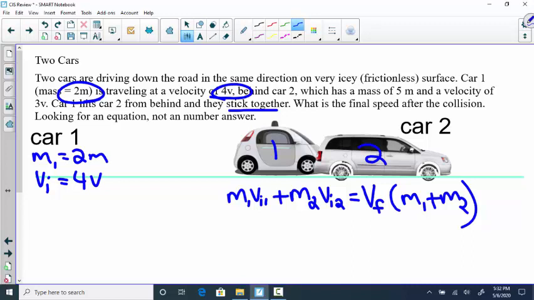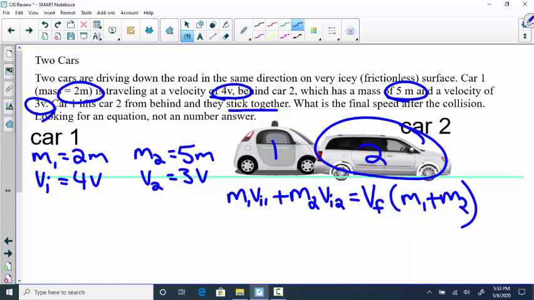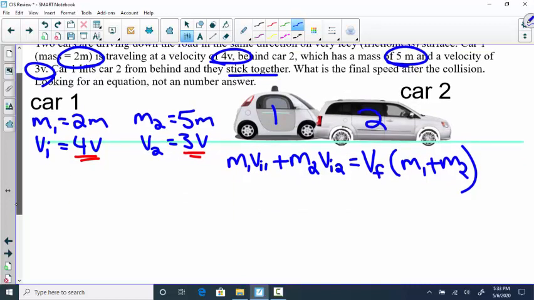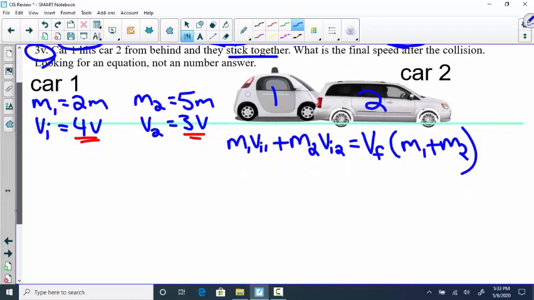Okay? Car 2 has a mass of 5m. And car 2 has a velocity of 3v. So first of all, car 2 is much heavier because it's a bigger car, okay? And car 1, based off of the speed, is going faster than car 2 is, which is why it overtakes it, okay? But it's just a collision problem where you got to figure out what type of collision we have, and we have a collision where they stick together.